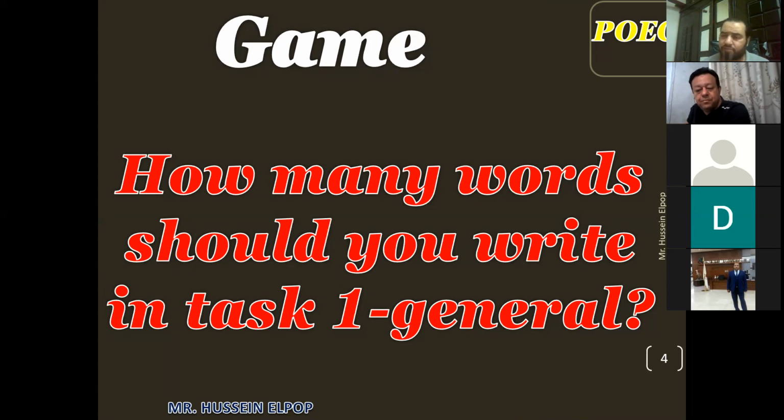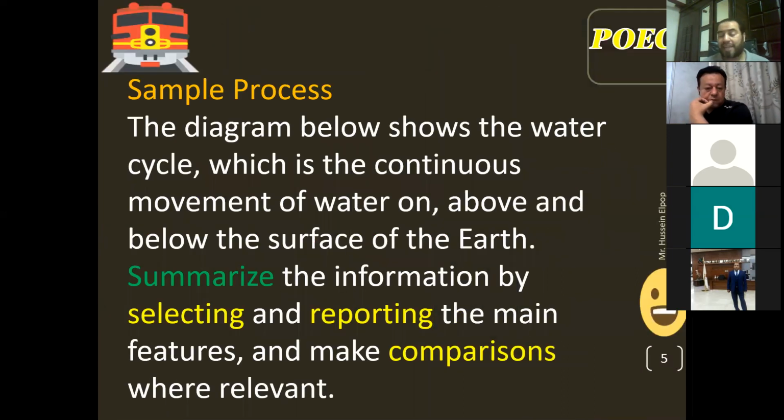What was task one in general IELTS? You have to write a letter. Letter writing, yes, and we were exposed to different types or ideas. Maybe you complain, maybe you invite, or you do some different tasks. Of course, today we have a new idea, but we start our new idea with a task.